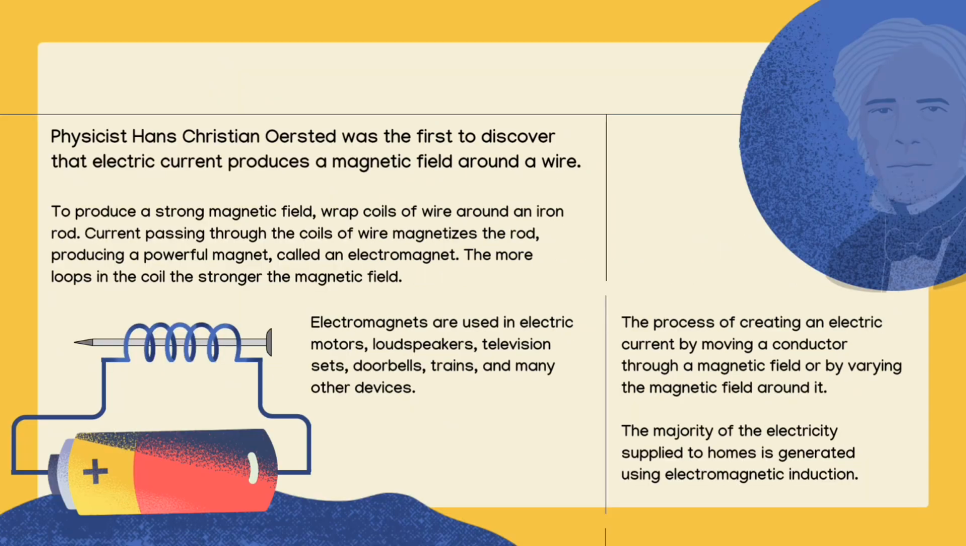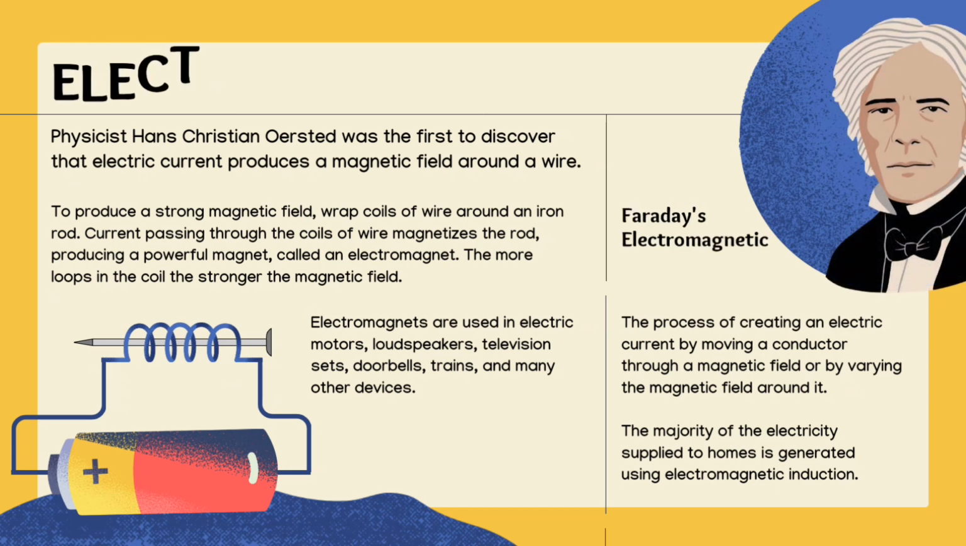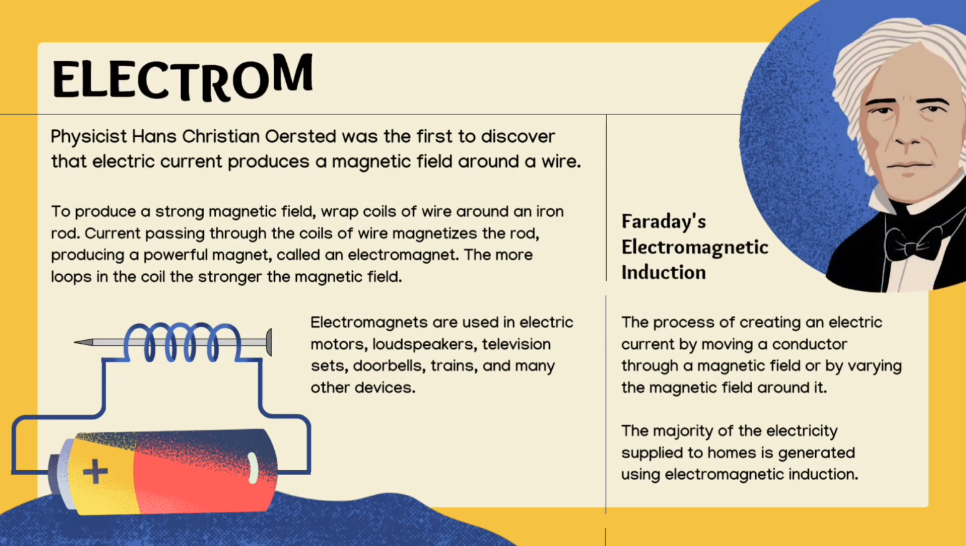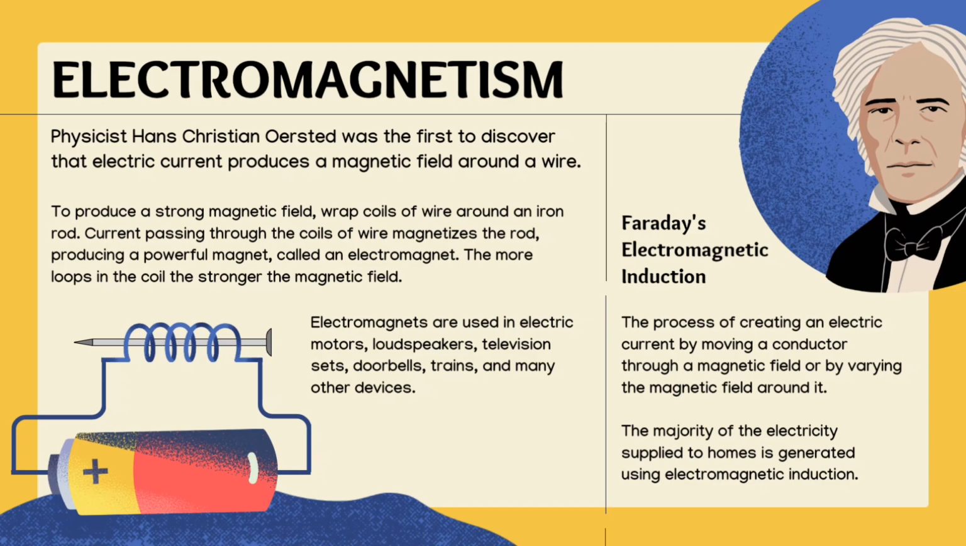Now we would study electromagnetism. Physicist Hans Christian Oersted was the first to discover that electric current produces a magnetic field around a wire. To produce a strong magnetic field, wrap coils of wire around an iron rod. Current passing through the coils magnetizes the rod, producing a powerful magnet called an electromagnet. The more loops in the coil, the stronger the magnetic field. Electromagnets are used in electric motors, loudspeakers, television sets, doorbells, and other devices.